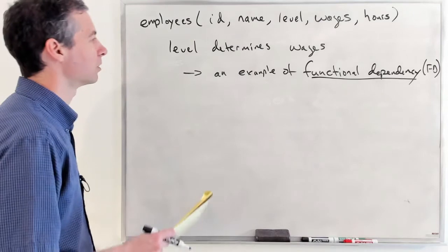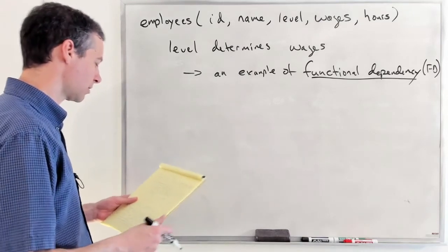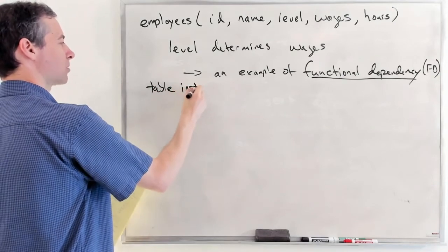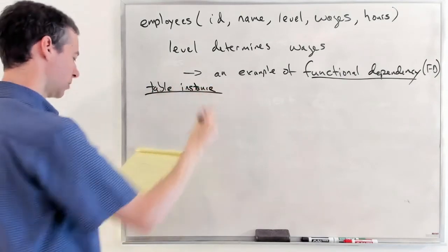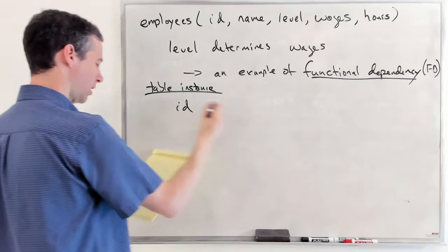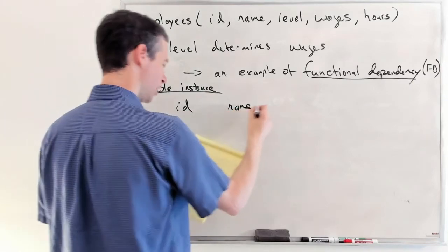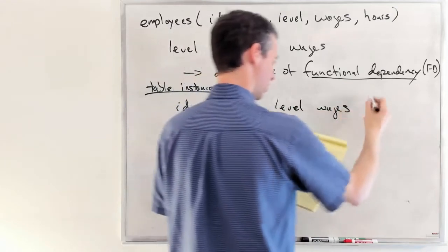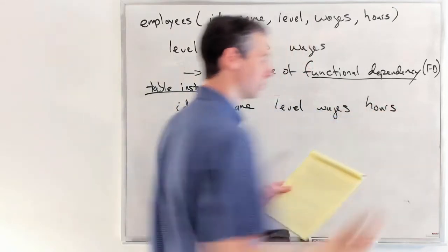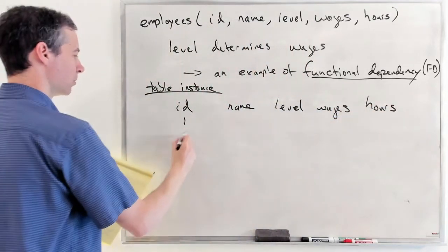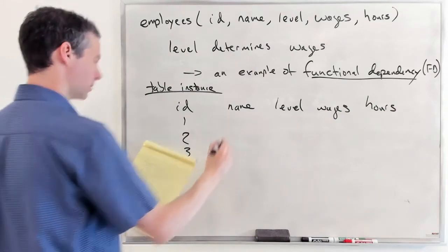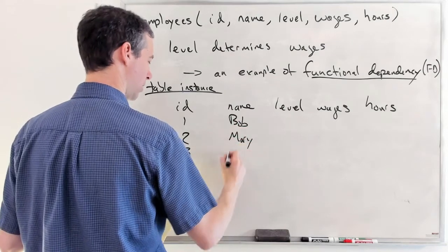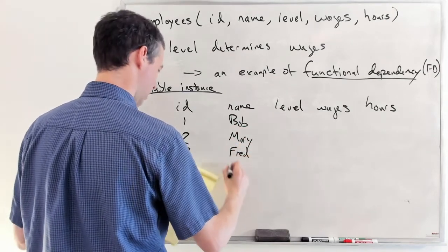All right, so functional dependencies. Let's take a specific example of this table, so an instance of it, and let's just take a look at what we're talking about. So you've got ID, name, level, wages, hours. All right, so we've got 4 employees. My favorite, my Bob, my Mary, Fred, and Beth.